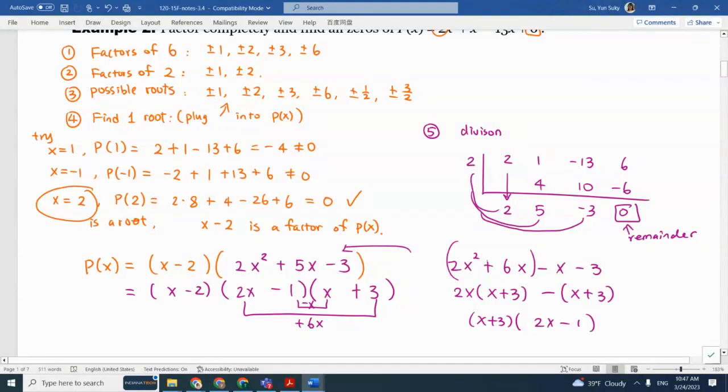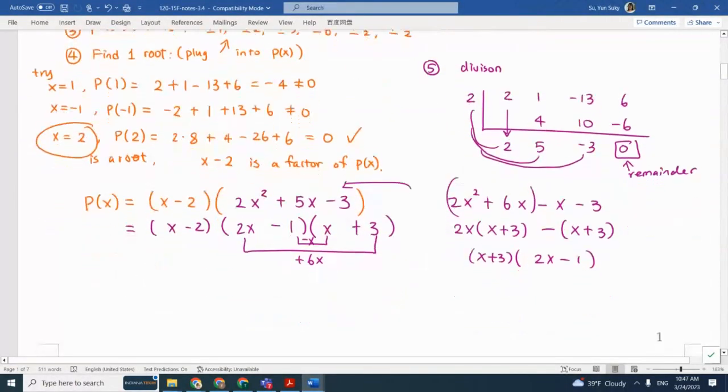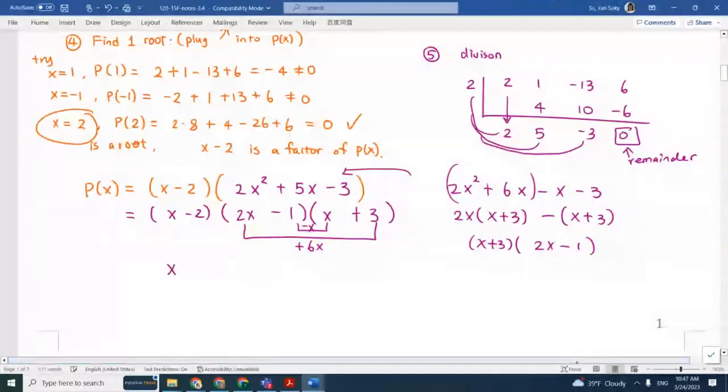So far so good, everybody? Feel free to use the way you learned. As long as the final answer is the same, then yeah, that's perfect. Okay, so what are the roots? You see this root, we already know is 2. And then this root, so 2x minus 1 is 0. What's x?